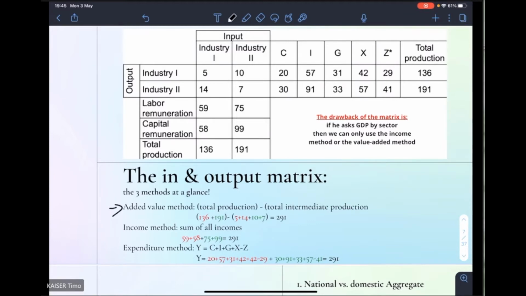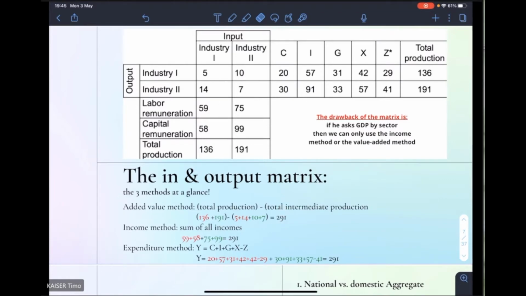So let's first look at the value added method. It will be total production minus the total intermediary purchases. Total production can, in this case, also be associated with total turnover. And so total production, as we see, is 136, which is this number and this number. These two together minus all the intermediary purchases. The intermediary purchases are these, all of these together. So actually what you do, you sum these two, you sum these four, subtract them, and you get 291. That would be the added value method.